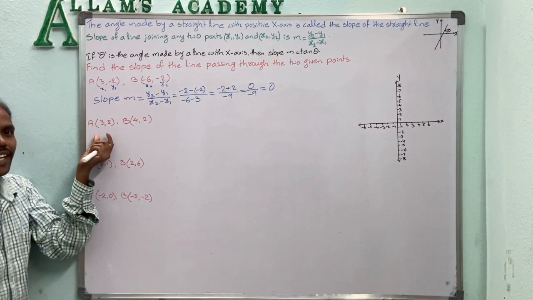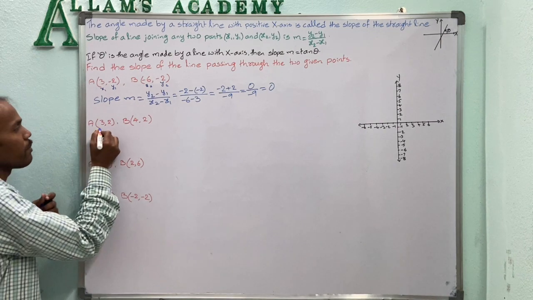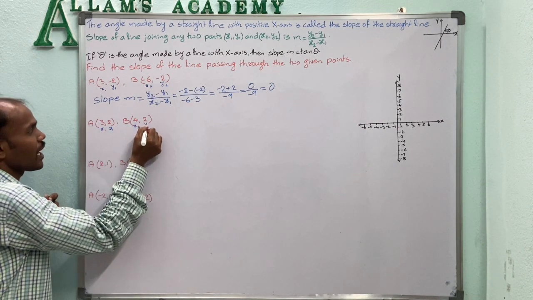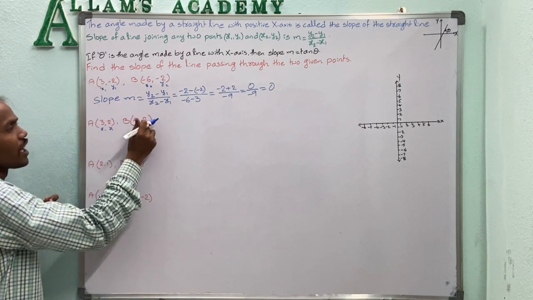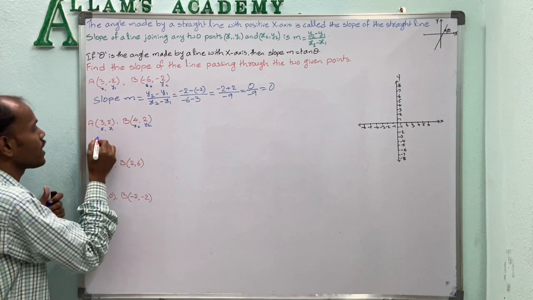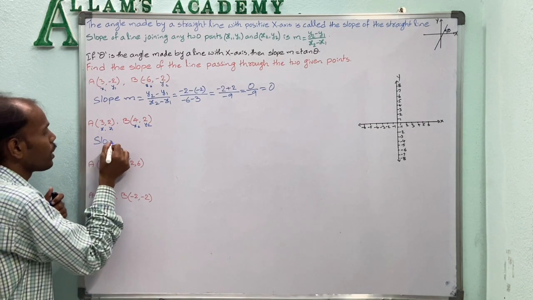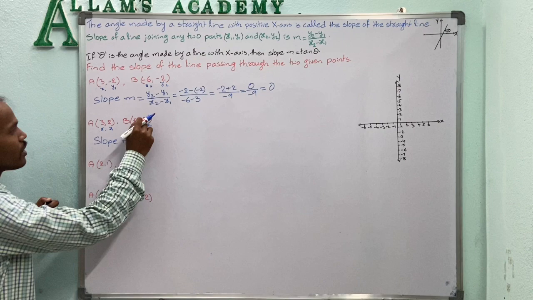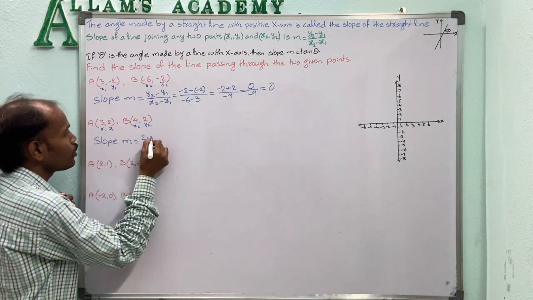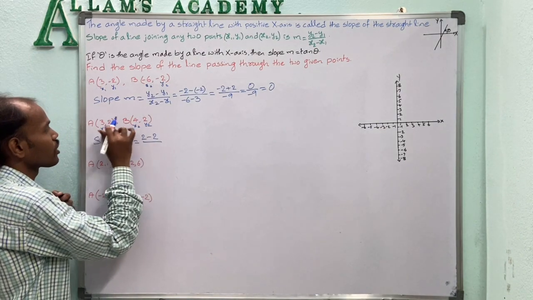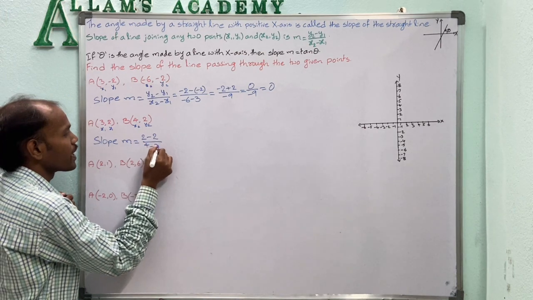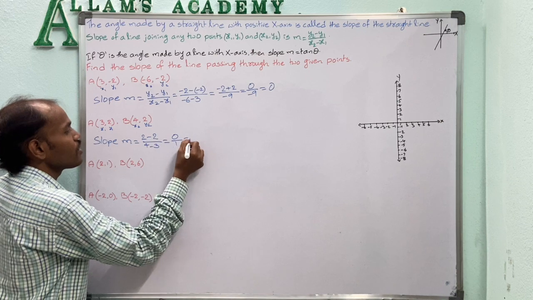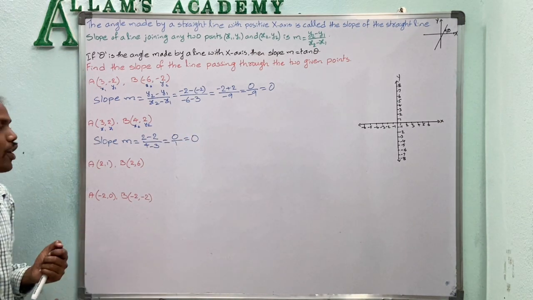Now if we find the slope of the points 3, 2 and 4, 2, that is here x1, y1 are 3, 2 and x2, y2 are 4, 2 points. Then the slope m is equal to y2 minus y1 by x2 minus x1. So that is 2 minus 2 by x2 minus x1, 4 minus 3. So 2 minus 2 is 0, 4 minus 3 is 1. 0 by 1 is 0.